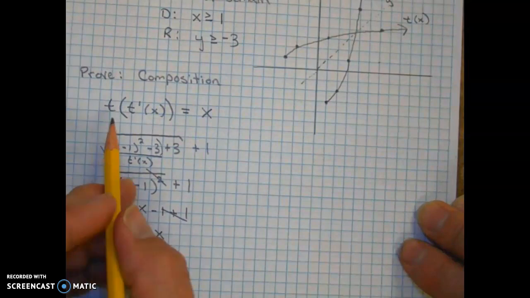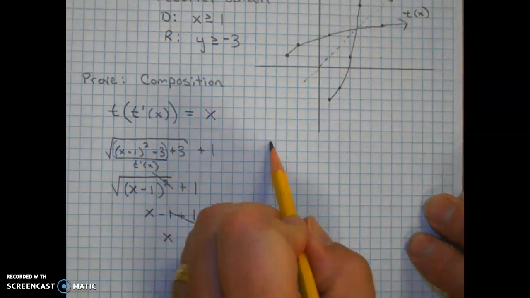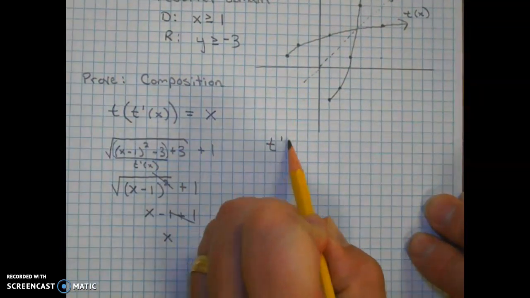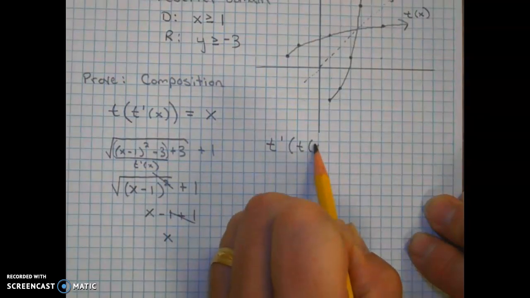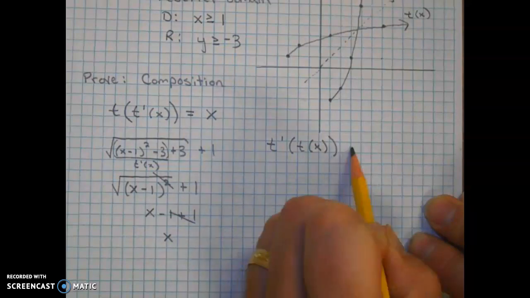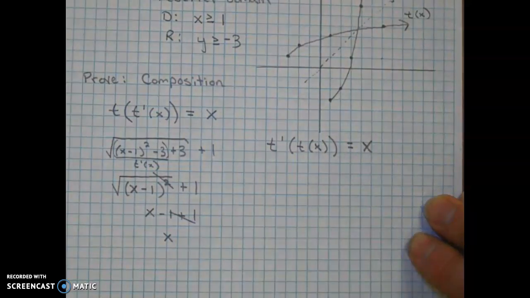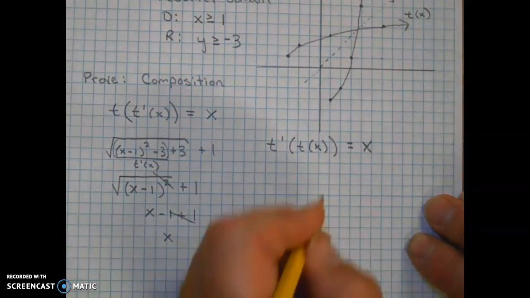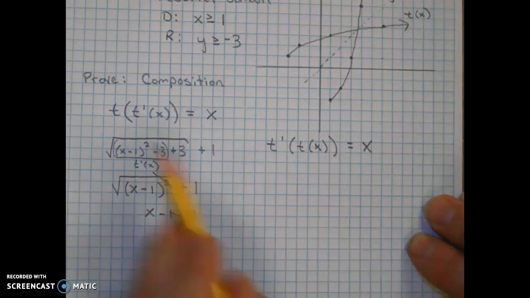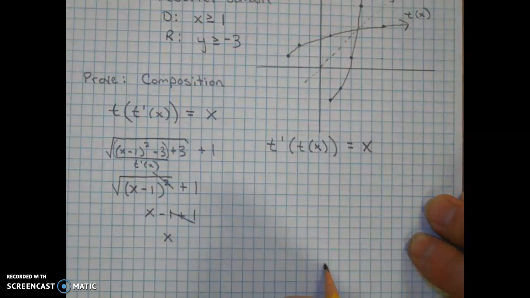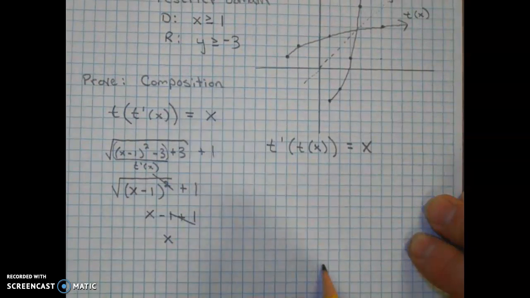Now the second way we want to prove this is we want to plug in the original function into the inverse and see if that comes out to be x as well. So this is what I want you to do. I want you to do the other composition and simplify it and see if it comes out to be x.